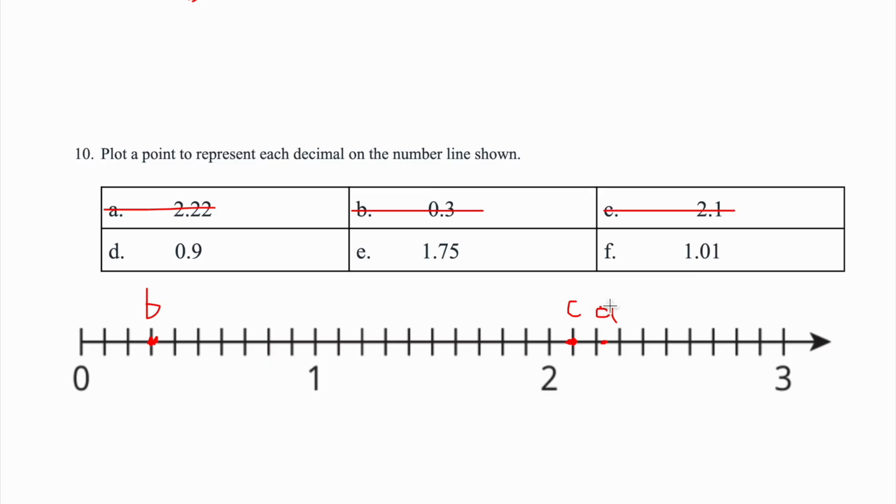Let me fix that A a little bit. Okay. 0.9, so 9/10. 1.75. 1, 2, 3, 4, 5, 6, 7, and halfway between 0.7 and 0.8. Yeah, right about there. That's E. And then I've got 1.01, so just a tiny smidge after 1, not 1/10. This is 1 and 100th. So F goes right there.